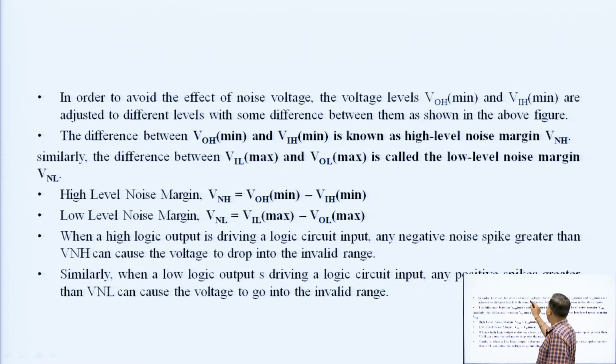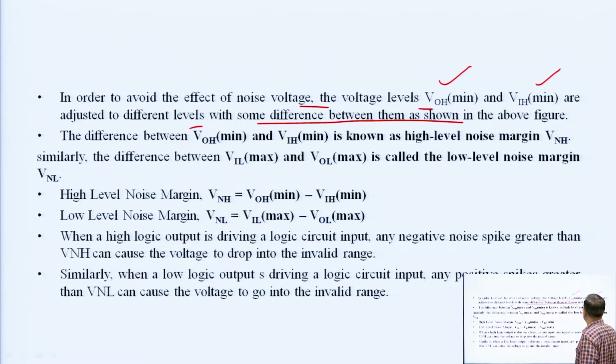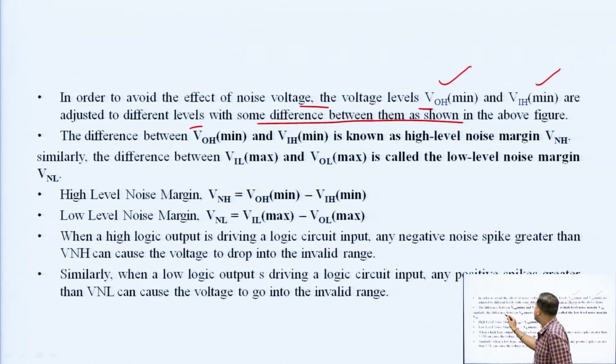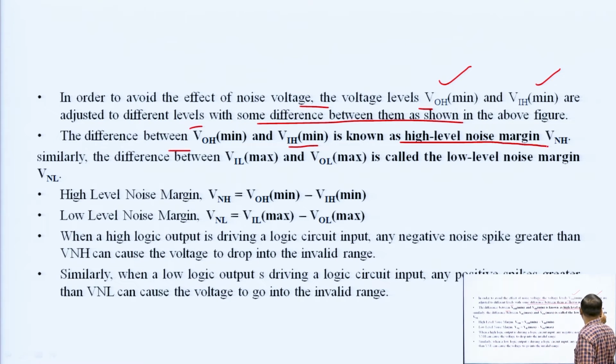In order to avoid the effect of noise voltage, the levels VOH min and VIH min are adjusted to different levels with some difference between them as shown in the above figure. So, first of all we will discuss this thing. The difference between VOH min and VIH min is known as the high level noise margin, and the difference between VIL max and VOL max is called the low level noise margin.